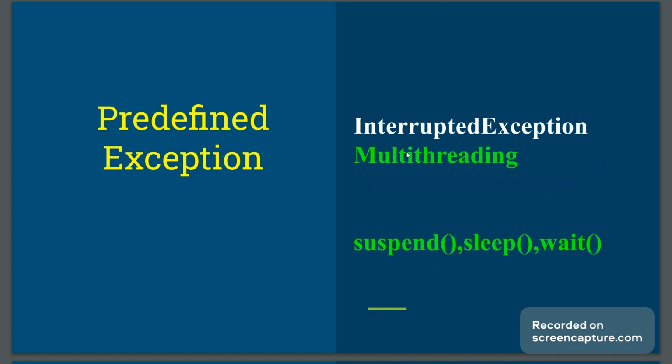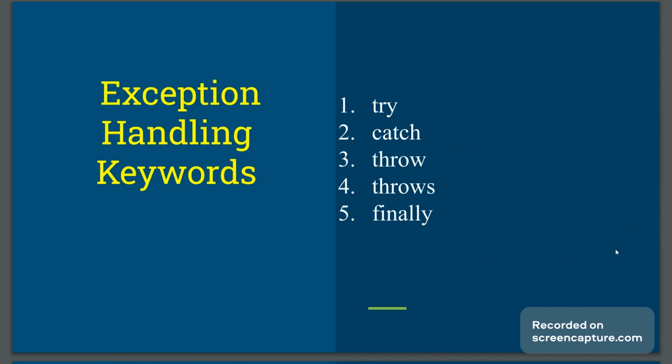Next predefined exception is interrupted exception. This is generally raised in multi-threaded programming where we are sending a running thread to the blocked state by using suspend, sleep, wait. So by using these methods, we are forcefully interrupting the running thread which is executing on the CPU and sending it to the blocked or idle state. At that time, interrupted exception will be generated.